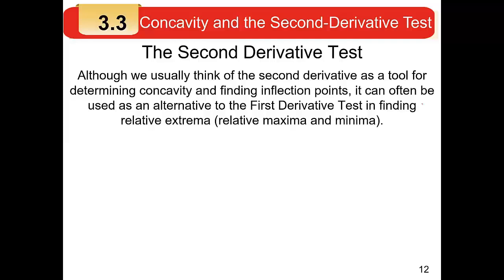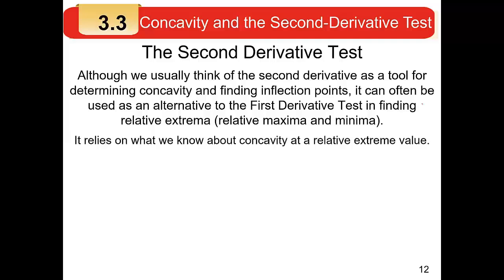So the second derivative test is an alternative to using the first derivative test for increasing and decreasing that fails on occasion. And I'll show you an example of that. But when it does work, it's typically a little easier than doing the first derivative test for extrema.